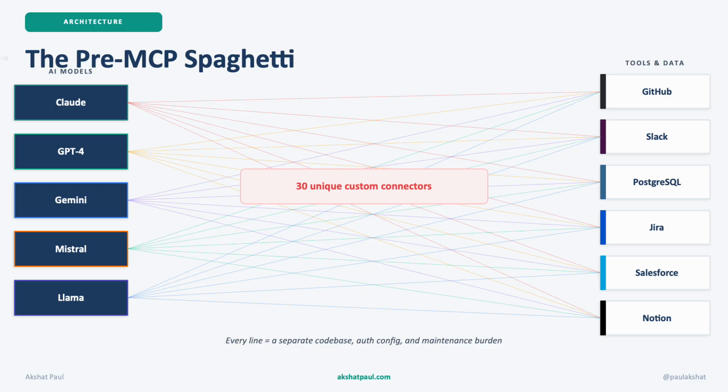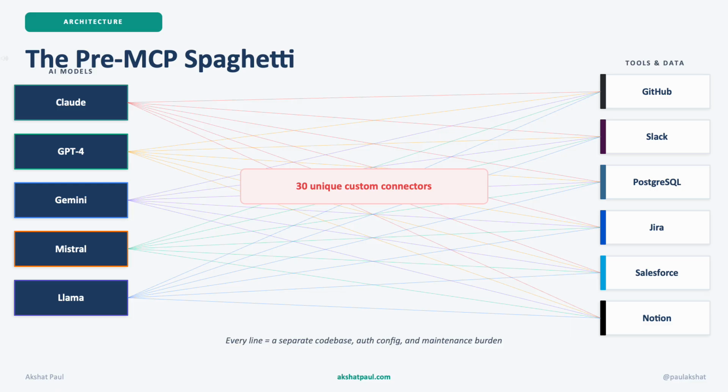And connecting them, every single line you see is a separate, custom built integration, each one written by a different engineer, each one with its own authentication mechanism, each one with its own data format assumptions, each one that could break independently when either side updated. This is what developers were actually dealing with, and this is just with 5 models and 6 tools, 30 connections. Scale this to a real enterprise with 10 models and 20 tools, you're looking at 200 custom integrations. 200. And here's the thing that really kills you.